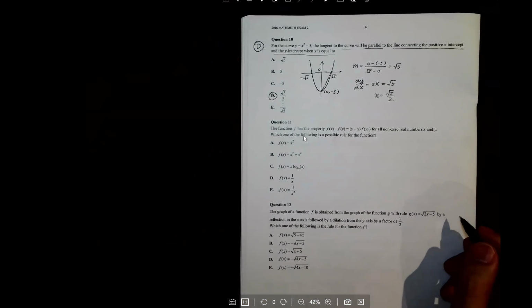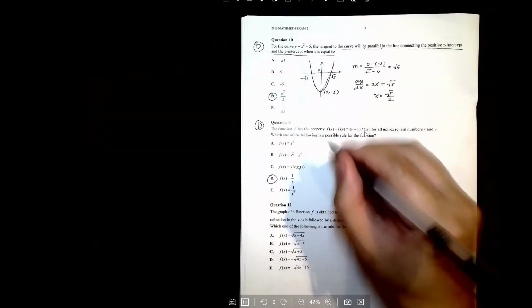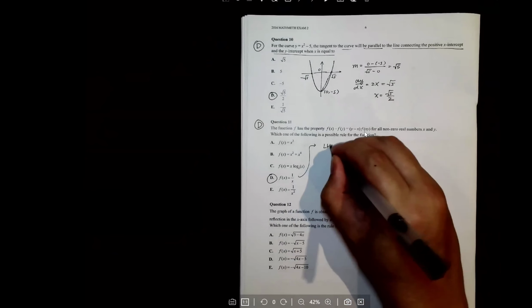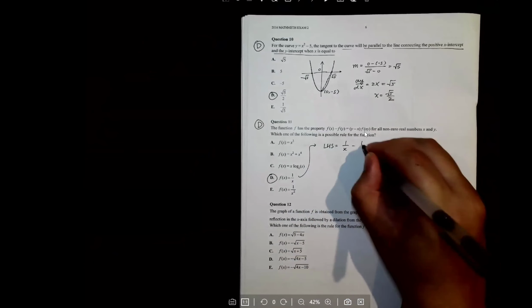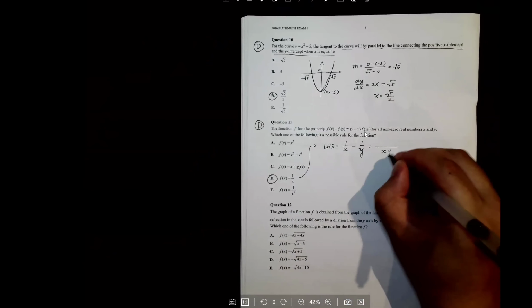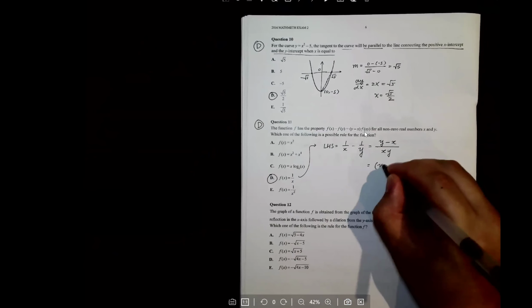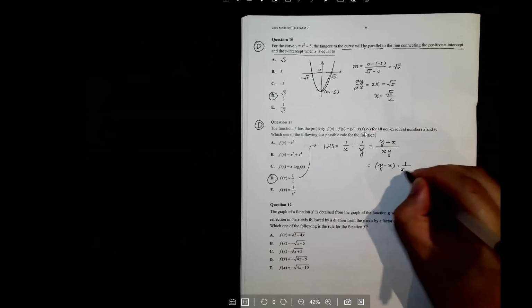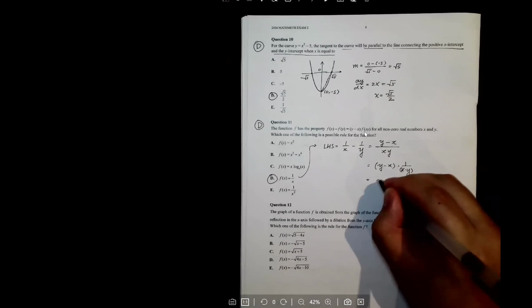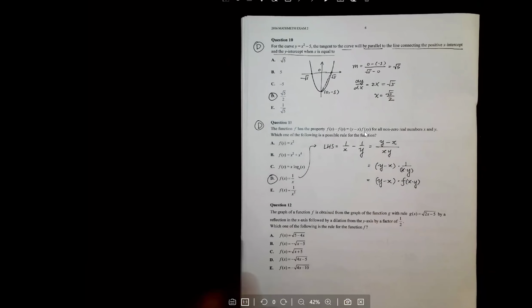And the next question, we want to select a function to have a property f(x) minus f(y) equals y minus x times f(xy). So the answer, I guess, looks like option D. Because if you try option D, the left-hand side is 1 over x minus 1 over y. And you can just combine them into one piece. Say x times y, you multiply y on the first fraction, multiply x on the next fraction. And this is y minus x times 1 over x times y, which is in the format y take x times f of x times y. So option D is the correct answer.